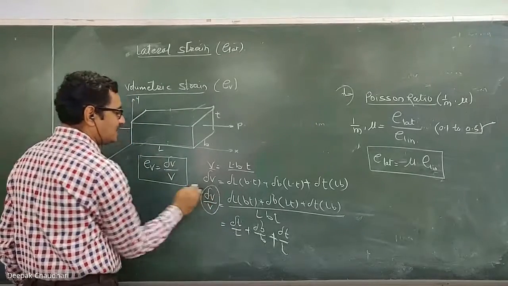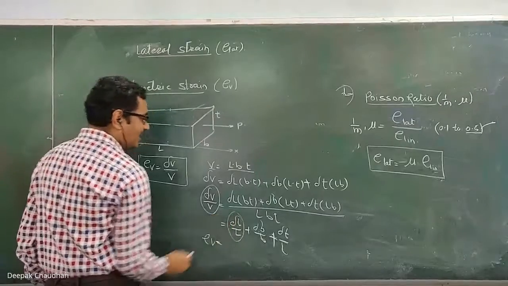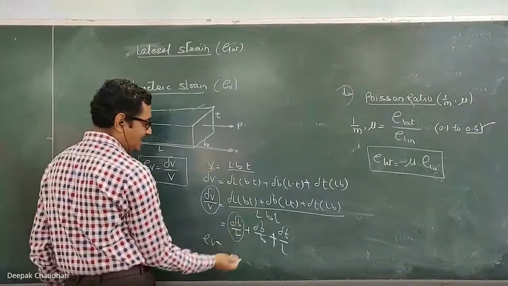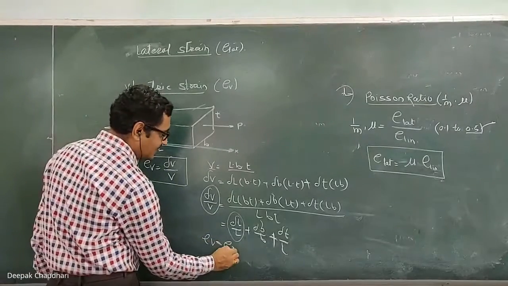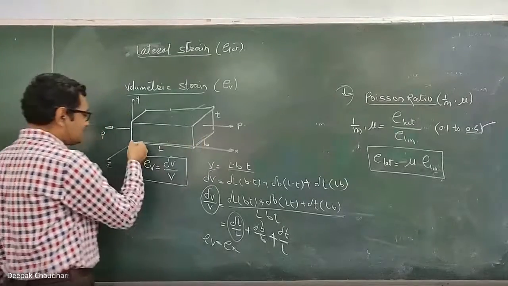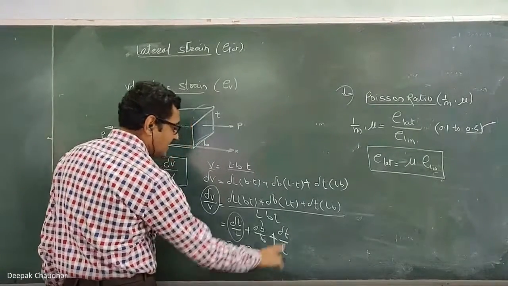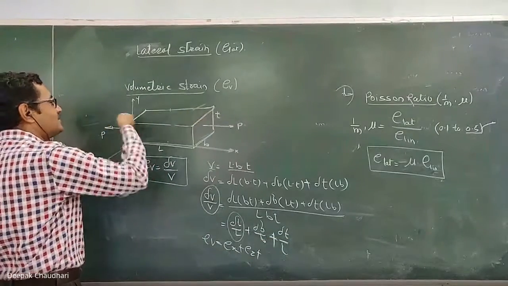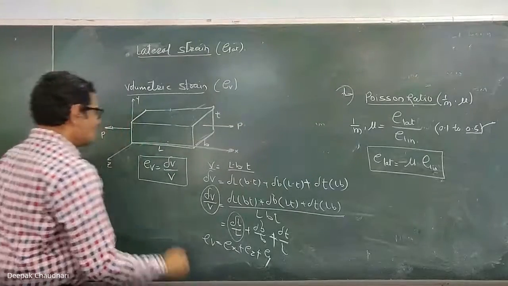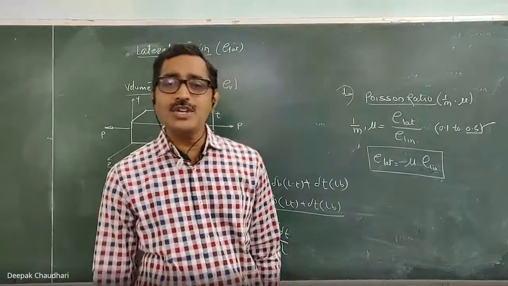Now, we know that the change in volume upon original volume gives you the volumetric strain, and delta L upon L is the strain in X direction. So instead of denoting it as EL, here I am denoting it as EX. Then delta B upon B is the strain in Z direction, so it is plus EZ, and delta T upon T, where T is the dimension along the y-axis, becomes the strain in Y direction. So this is the volumetric strain, whose basic formula is change in volume to the original volume.